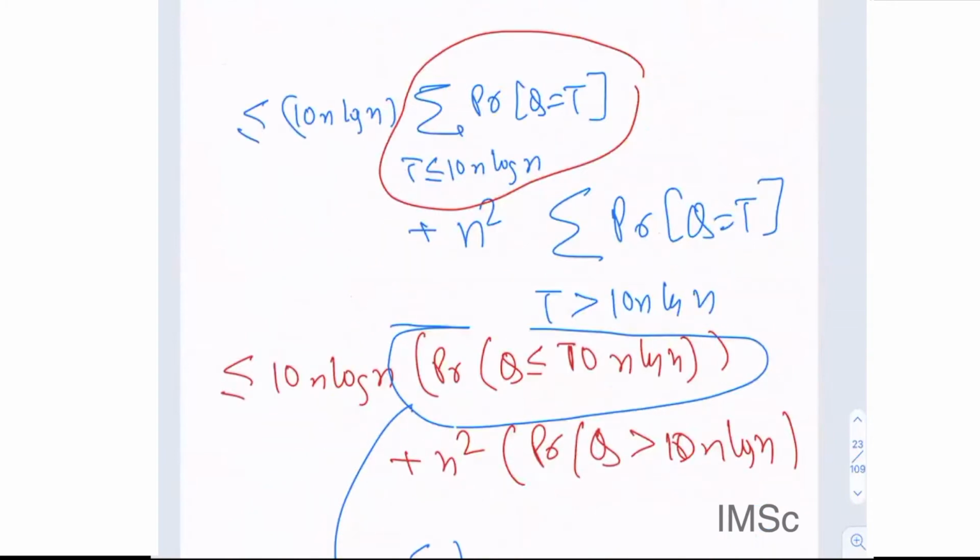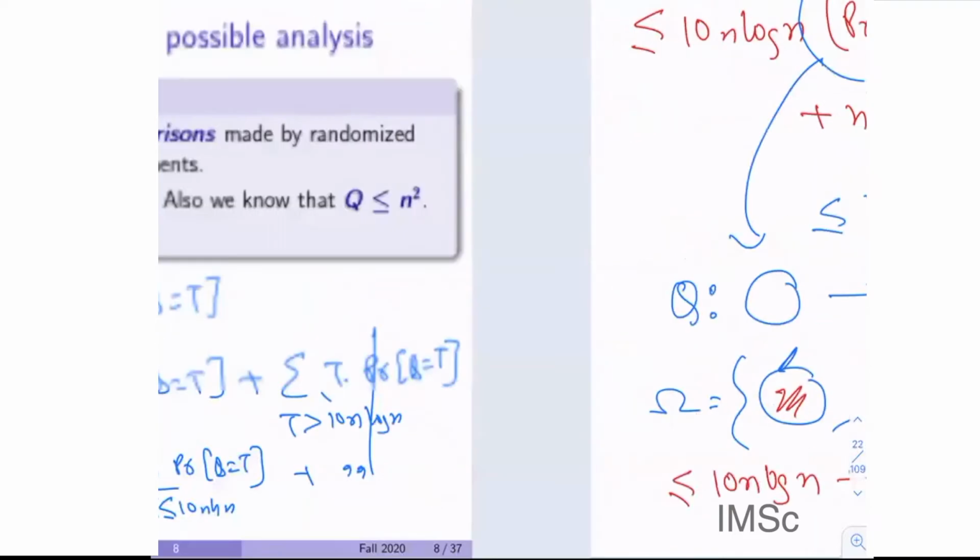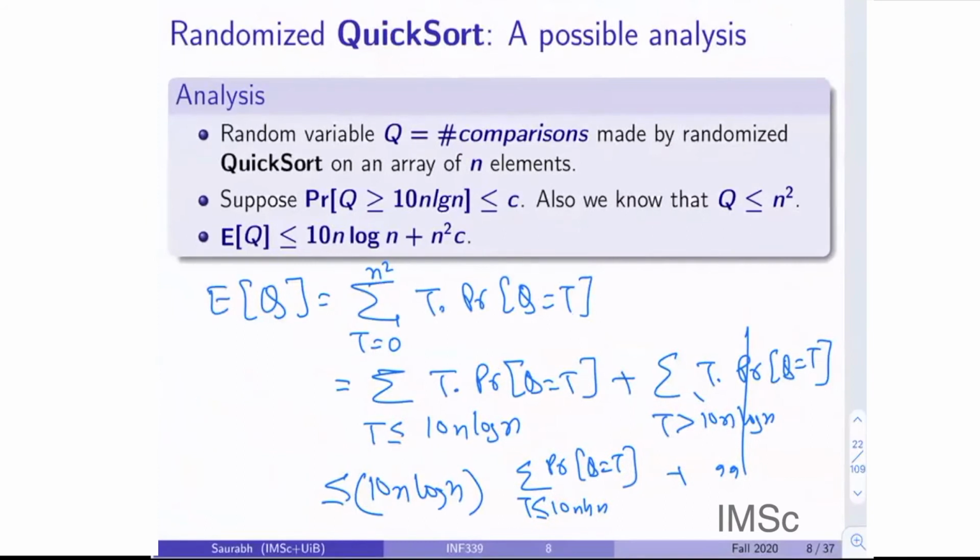Okay. So that may not be useful, because if I put c equal to 1, all it says is that your running time is like n square. But if I can show that c is like, say, 1 over n cube, then this is a very minuscule quantity. Okay. But if you think about it, this is not what we started with. I wanted to show that. Okay. So this is what I wanted to show. But actually, you can show that expectation of Q is 10n log n.